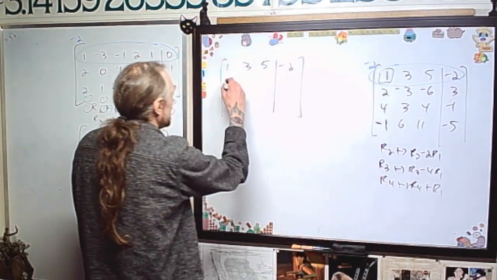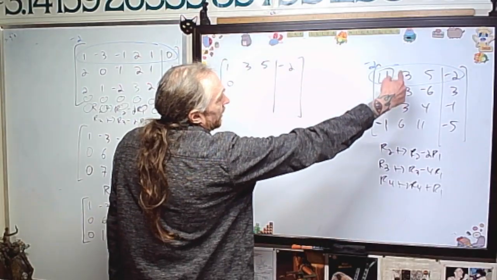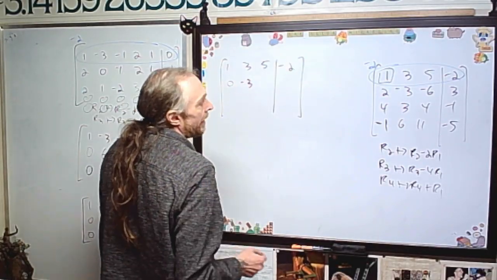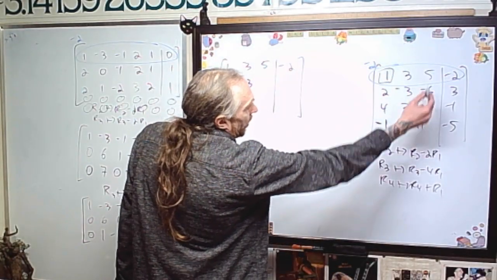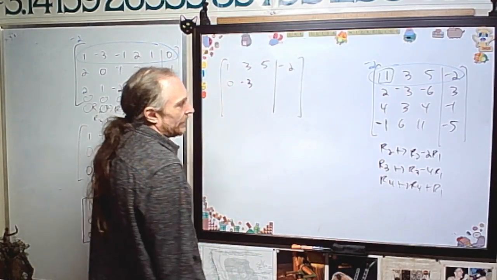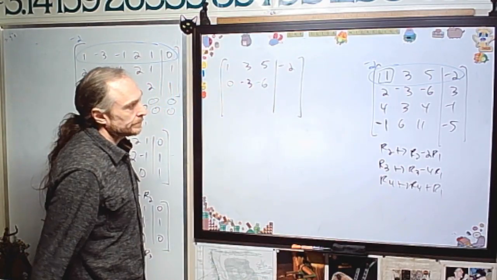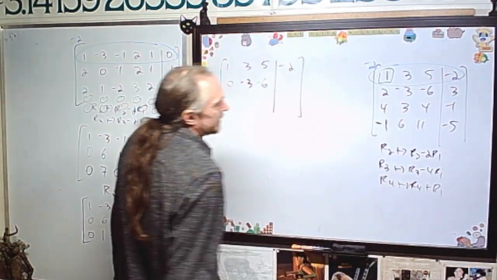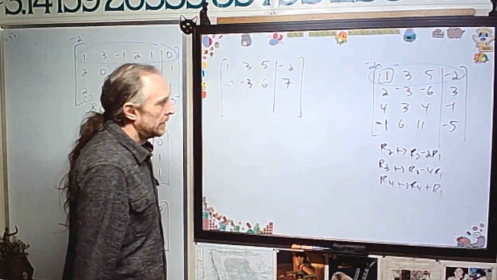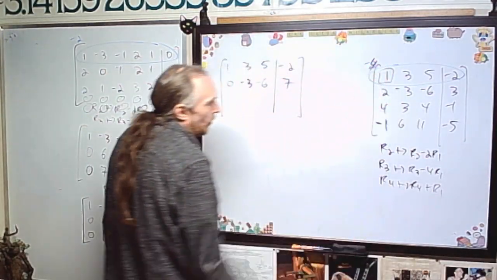So 2 minus 2 is 0. That's why I did it. 3 minus 6 is negative 3. 4 minus 10, uh-oh, now I got to do real. 4 minus 10 is negative 6. 3 plus 4 is 7. Now we're going to multiply by negative 4.